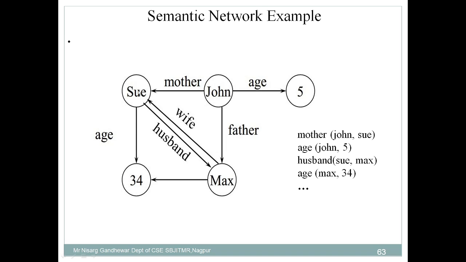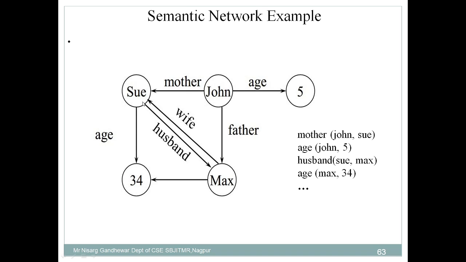So how to read this? We can say Sue is the mother of John, Max is the father of John, Sue is the wife of Max, Max is the husband of Sue. Max's age is 34, Sue's age is 34, and John's age is 5. In this case we represent the objects with the help of circles, whereas the arrow represents the relationship. So between John and Sue the relationship is mother, between John and Max the relationship is father.